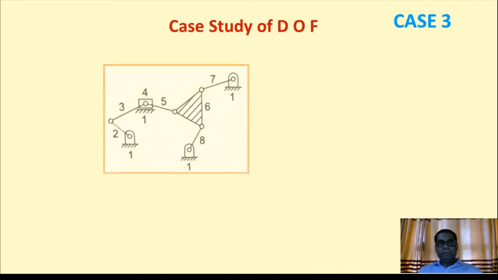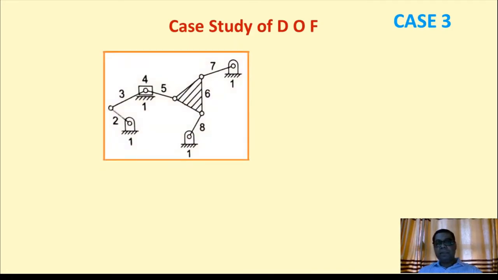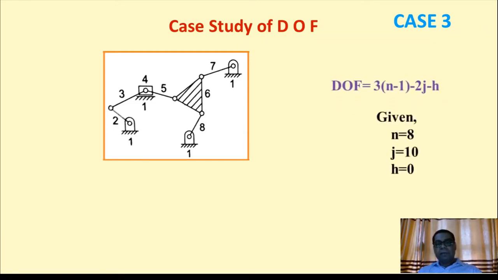Third problem. Here the situation is a bit different. Here we have incorporated one slider crank mechanism between links 1 and 4 that you can see. The calculated number of links is 8. The number of pairs is 10. It is not given in the data, so we have to find it out.